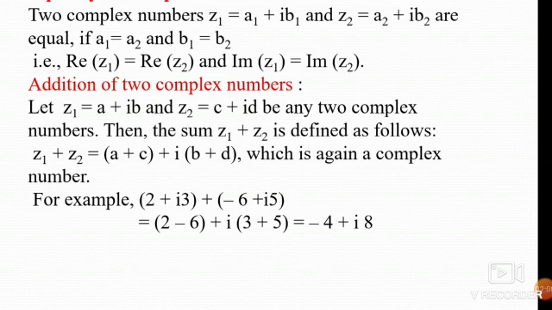Now, how will you add two complex numbers? Let us take two complex numbers z1 equal to a plus ib and z2 equal to c plus id. Now, what is the sum z1 plus z2? Add the real part together and the imaginary part together. So, you will get a plus c plus i into b plus d. For example, if you see here 2 plus 3i plus minus 6 plus 5i, we will take the real part 2 minus 6 and imaginary part is 3 plus 5. So, you will get the answer minus 4 plus 8i.